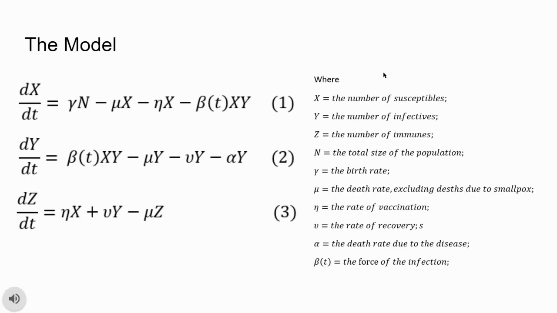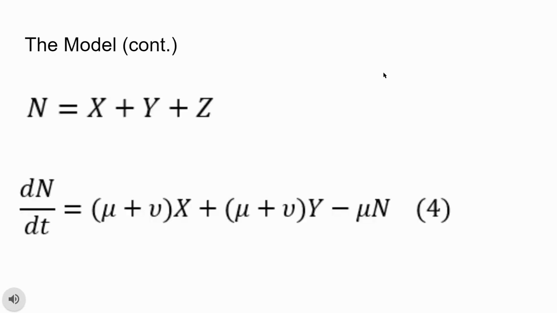The article begins by defining a simple SIR model of the disease that uses three coupled differential equations shown here. The three equations model and show the rate of smallpox transmission between the three classes of population, including X, the number of susceptibles, Y, the number of infectives, and Z, the number of immunes. The total population, represented by N, can be modeled like so.